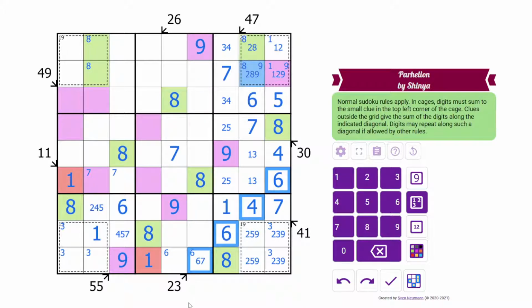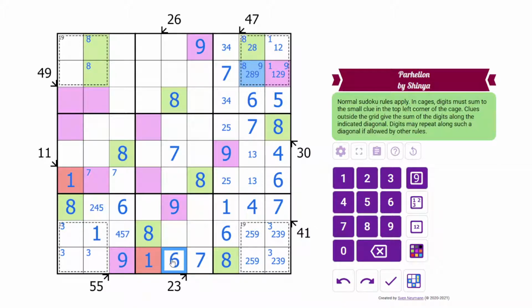Oh, what does this add up to? Here we go. 6 plus 6 plus 4, 16. You need to be a 7. That's a 7, that's a 6. Okay. Which means one of these is a 7. Neat.